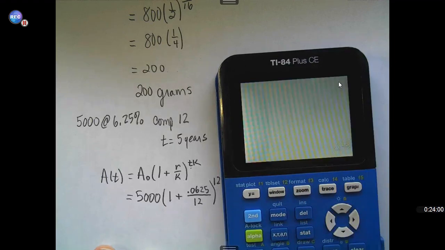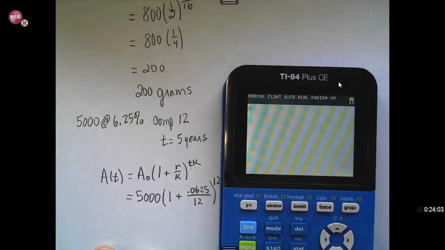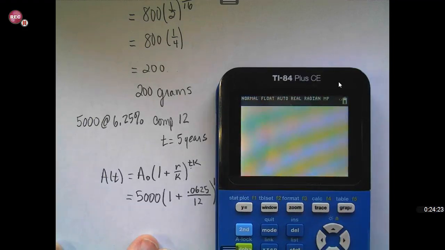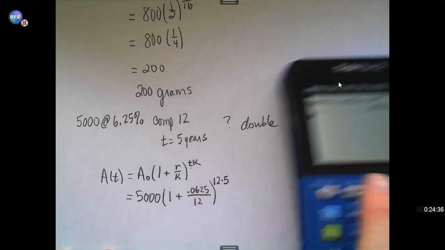Let me see if I get this where you can see what I'm doing. So I'm going to have 5,000 parenthesis 1 plus 0.0625 divided by 12, close that parenthesis, up caret 12 times 5. And press enter, and that's the answer. 6828.6, and we're supposed to round to the hundredths place because we're talking about money, so that would be 6828.65.